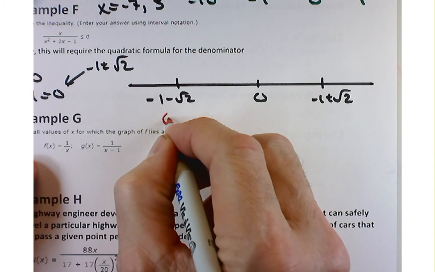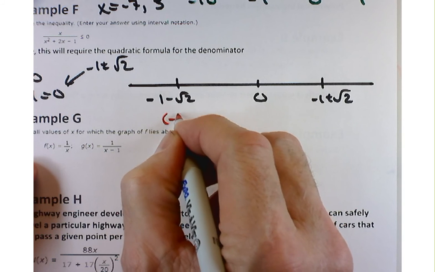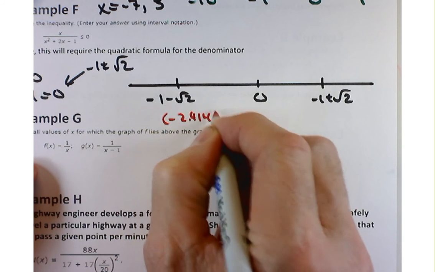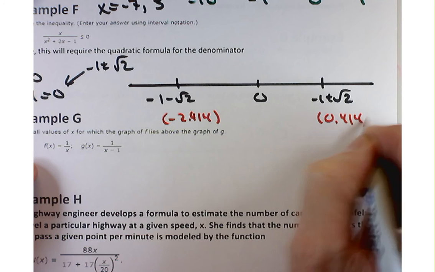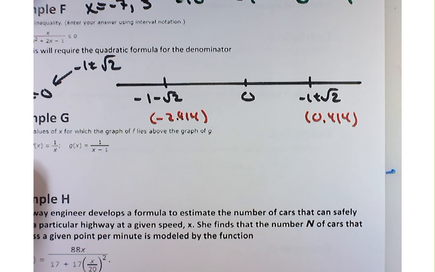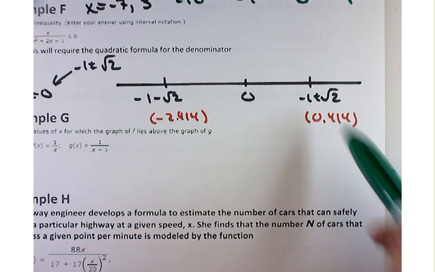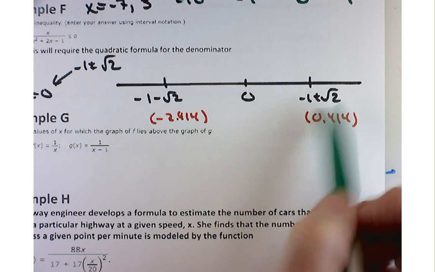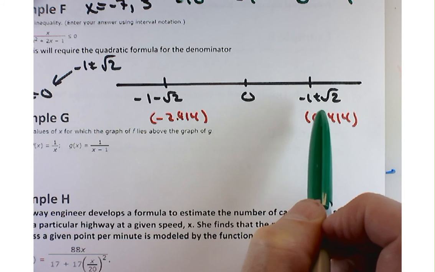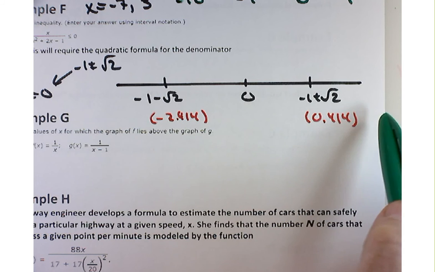So it'd be negative 2.414. Somebody could check me on that one. And this would be 0.414. Does anyone understand why I put down the decimal values for these things? Because it's easier to see what your interval test points are going to be. It's a lot harder to say, okay, I need a value of x that's greater than that, without knowing the decimal value here. So by knowing the decimal value, I can come up with test points a little bit easier.